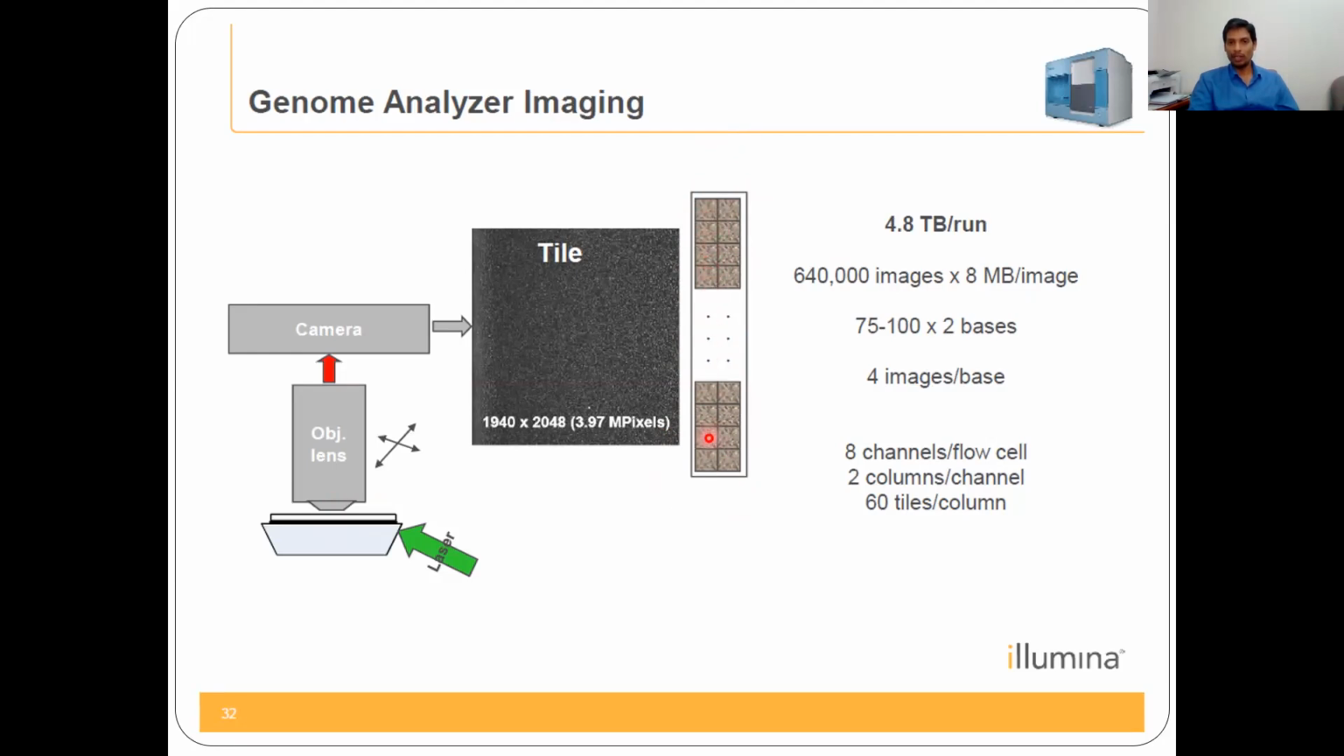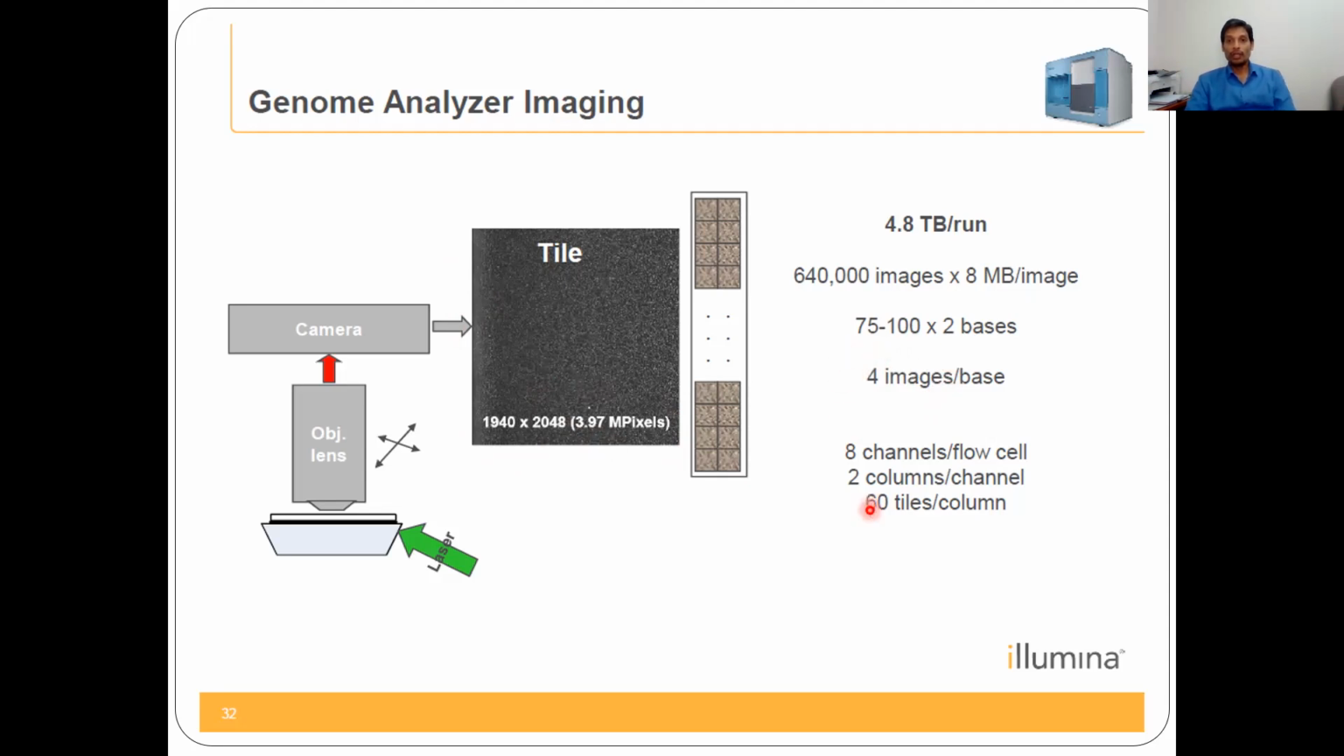There are so many tiles there, and at a time it will capture the picture of each tile. And each tile will be having some thousands of clusters, and it will take the picture for each nucleotide added. After each adding, it will take the picture, but it will not take one picture. It will take 4 images.